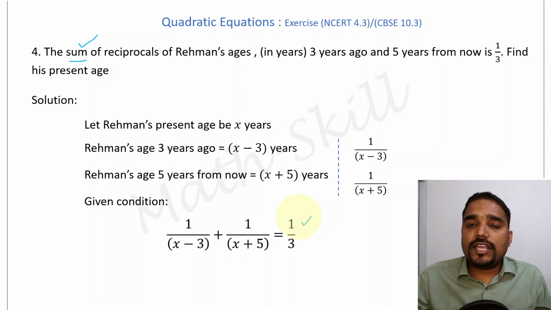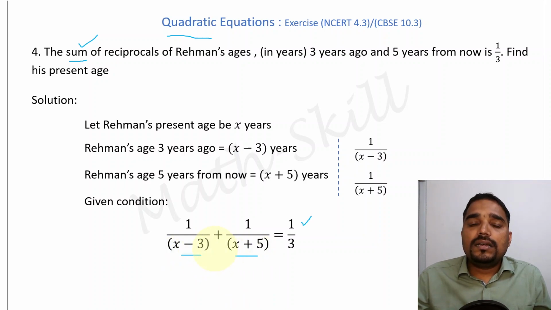This equation cannot be factorized or simplified directly. That is, we cannot apply the completing the squares method or factorization method or any other method to solve this equation directly, since this equation is not yet a quadratic equation. In order to find the quadratic equation, let us simplify the LHS. To simplify the LHS, we will have to take the LCM of the two terms in the denominator, x minus 3 and x plus 5.